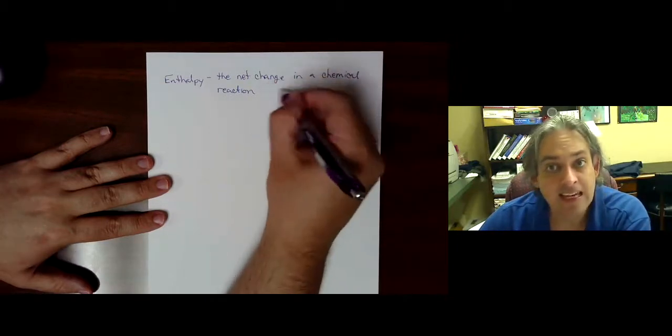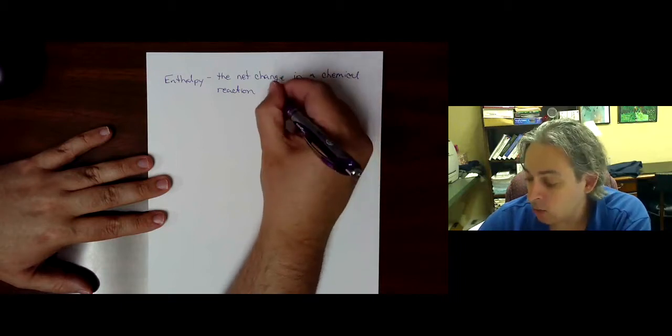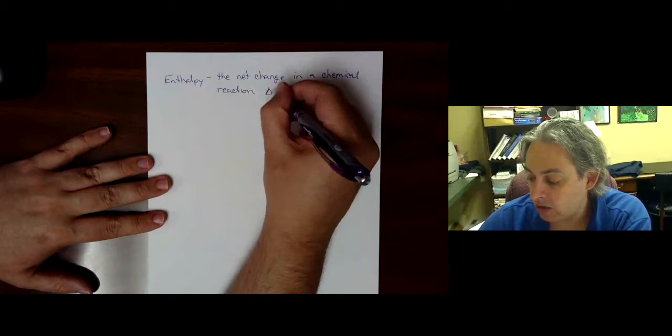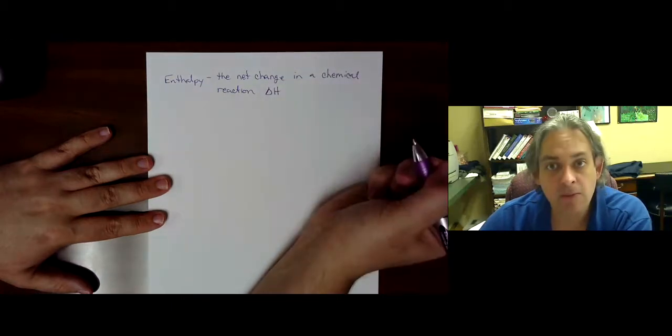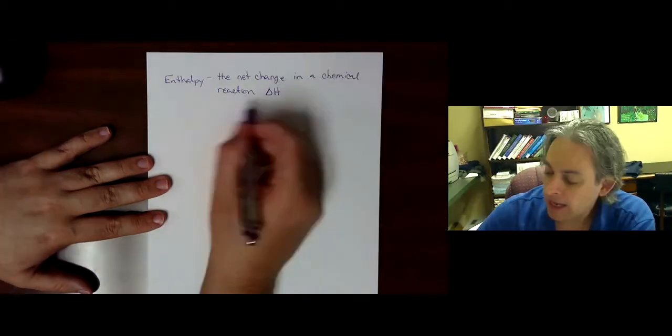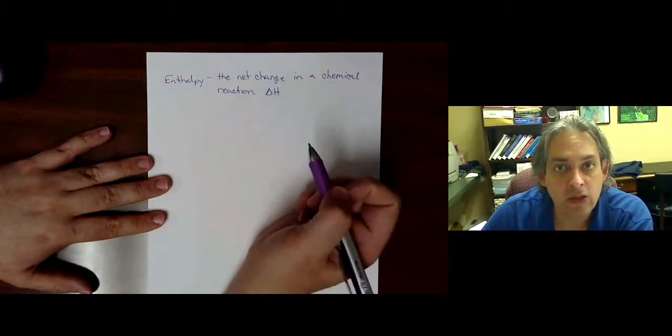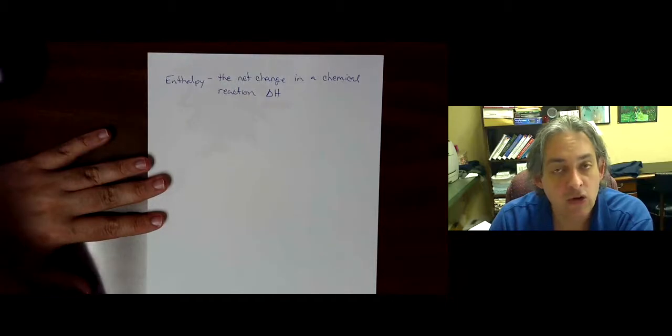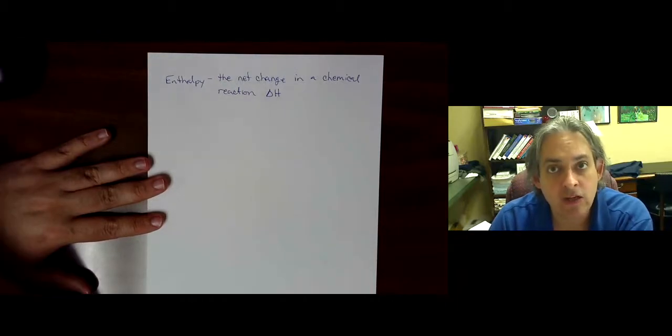And since it's a change in energy, we will use a symbol for change, which is the Greek symbol delta. So delta H is the change in energy. And this is what we call the enthalpy of a reaction. Now, like I said, enthalpy, or the change in energy, is all about bonds breaking and forming.